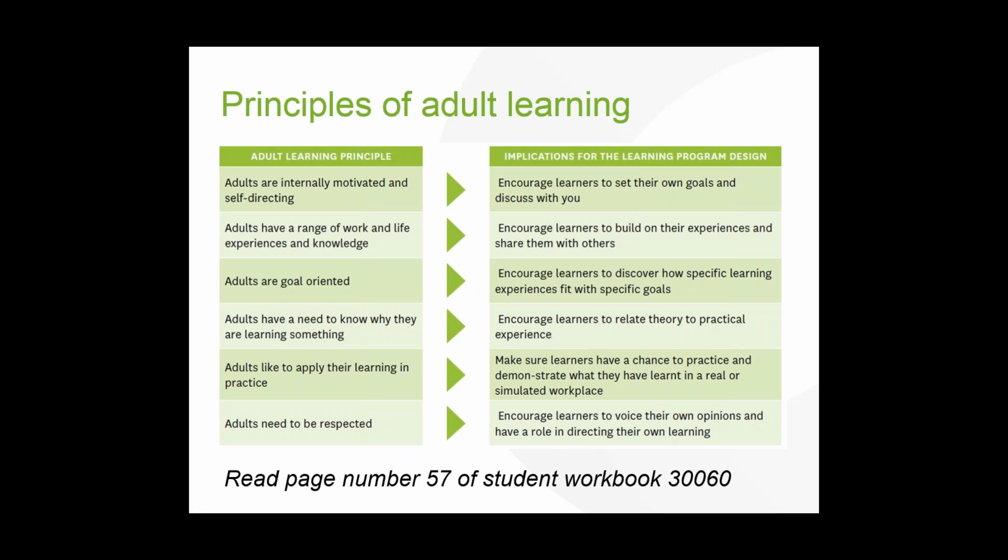So if in your subject matter content you have performance criteria 1.1, and you put an activity after that, it means you are covering this learning principle: adults have a need to know why they are learning something, because you are giving them a chance to practice that thing after teaching them.